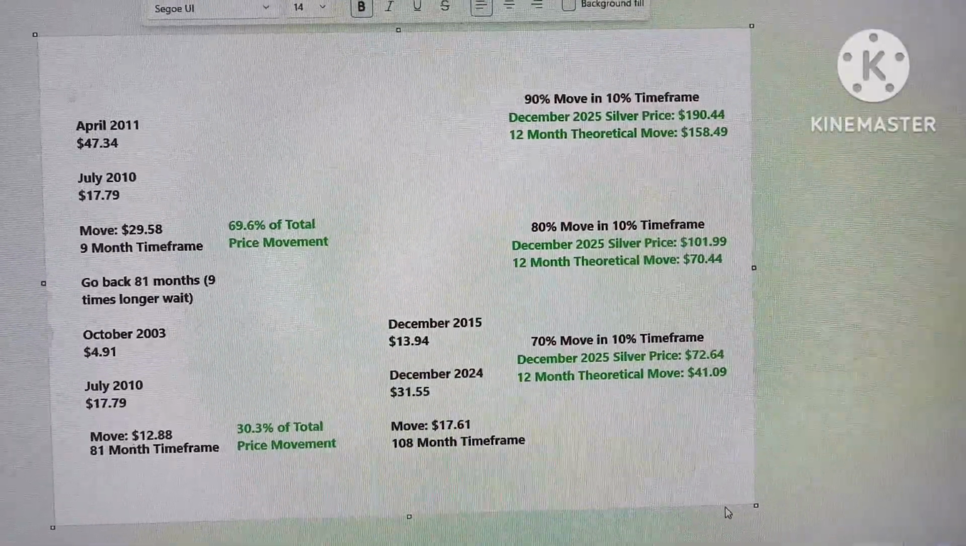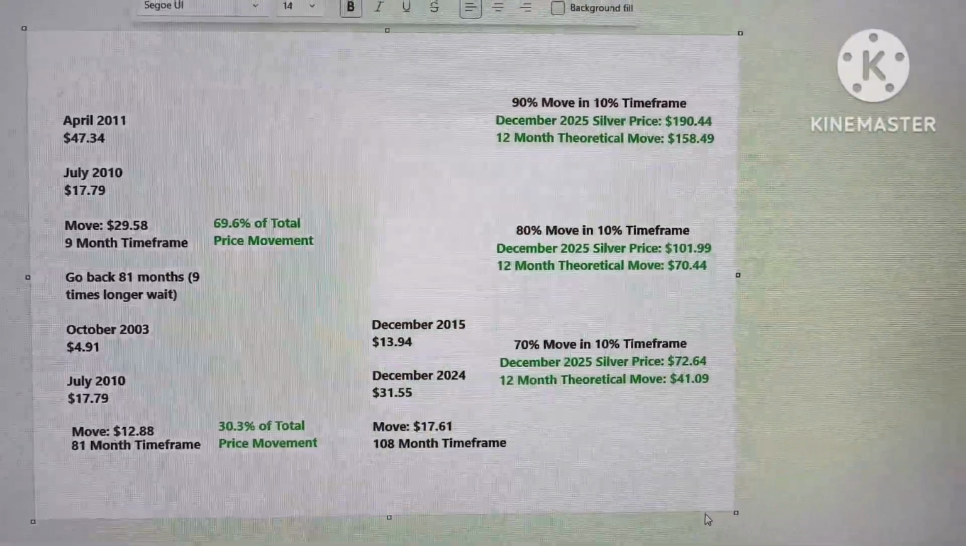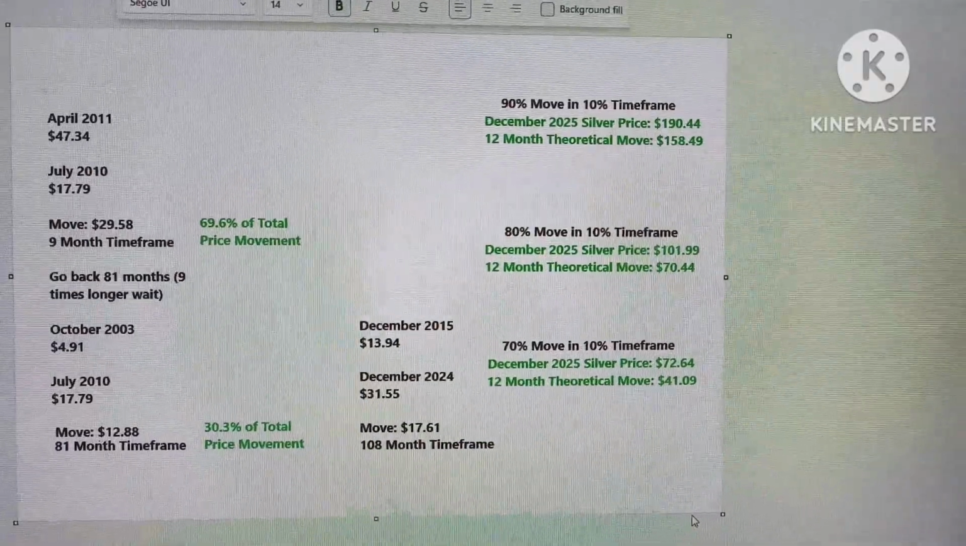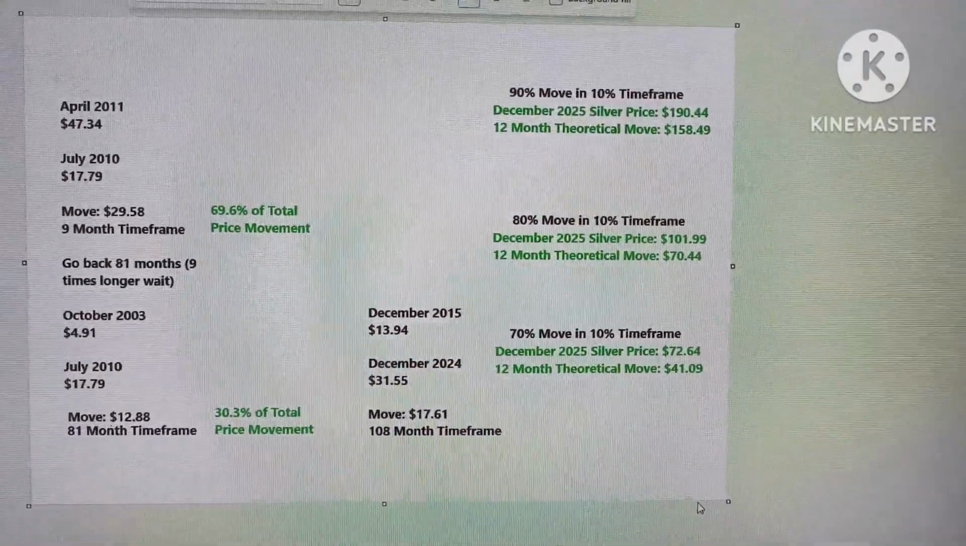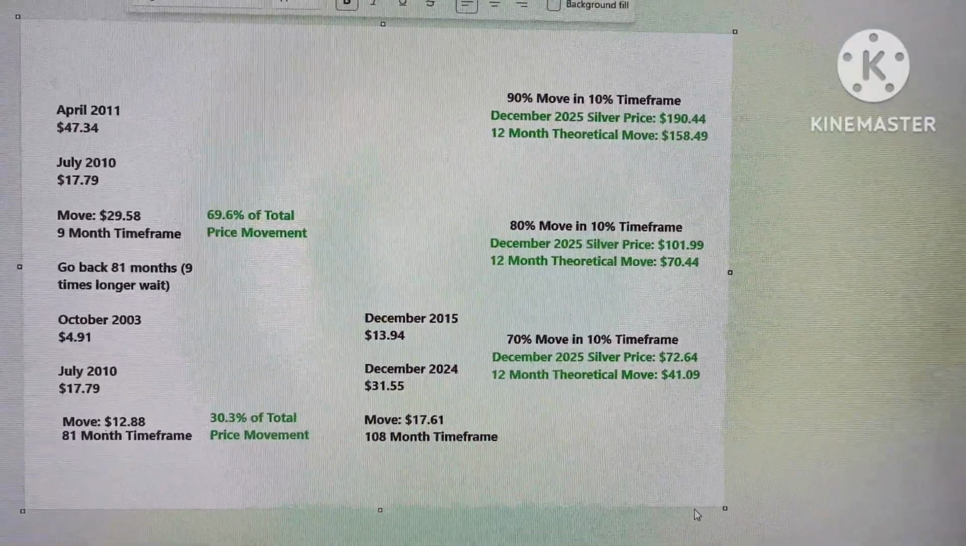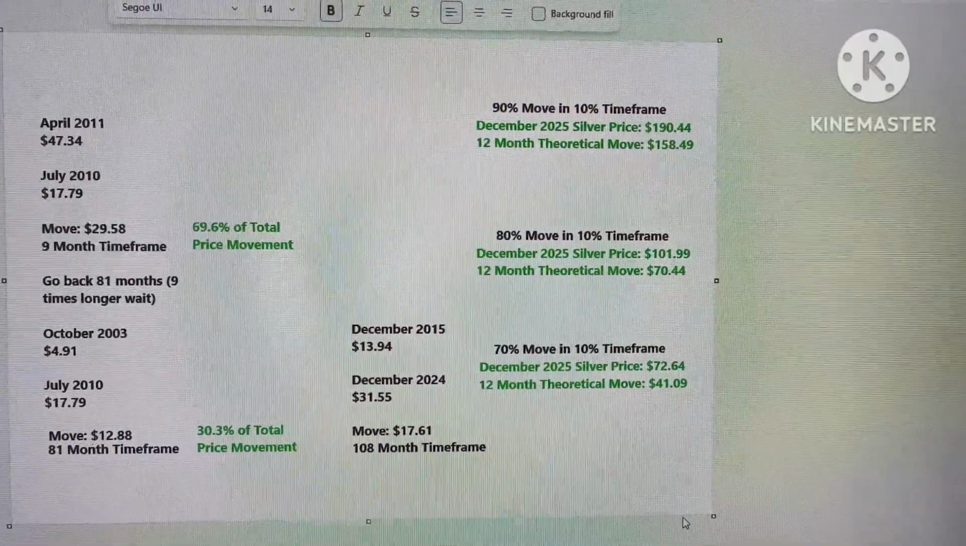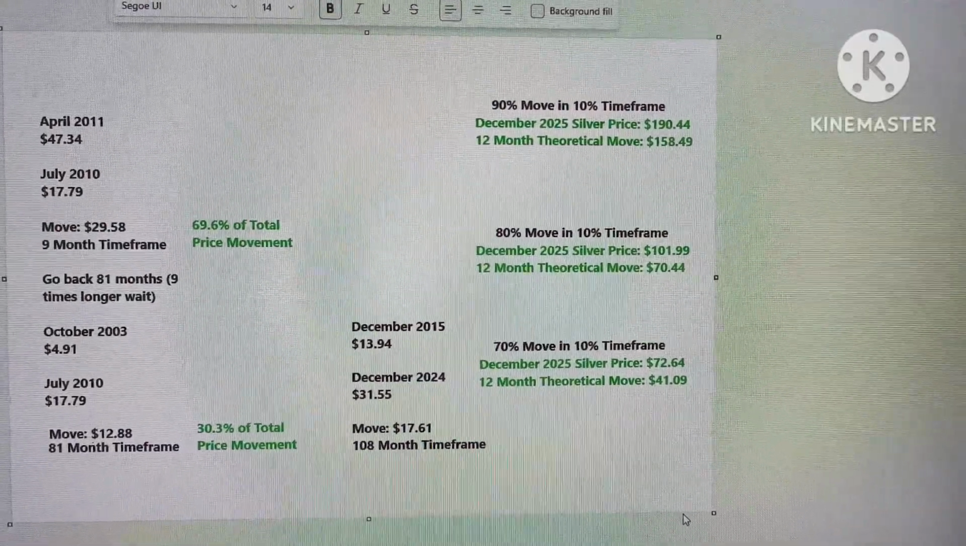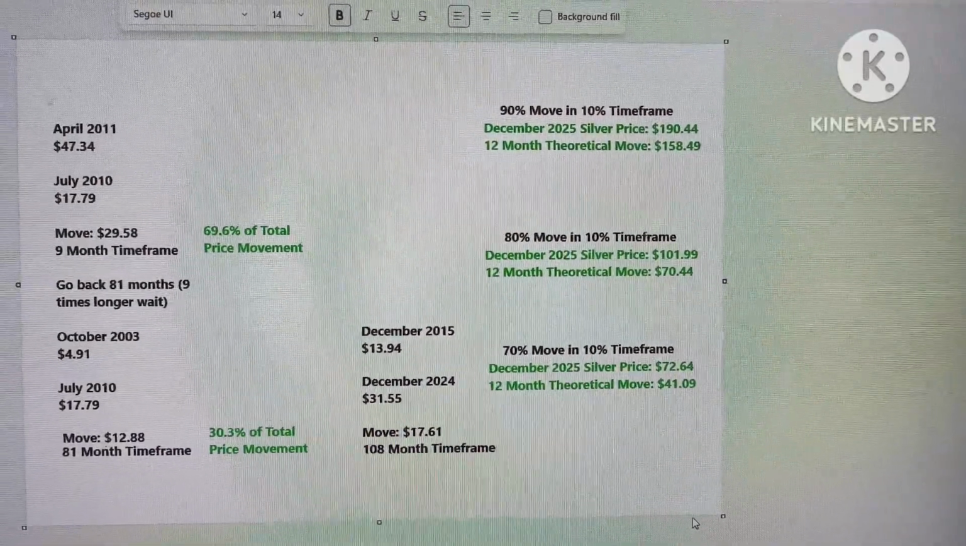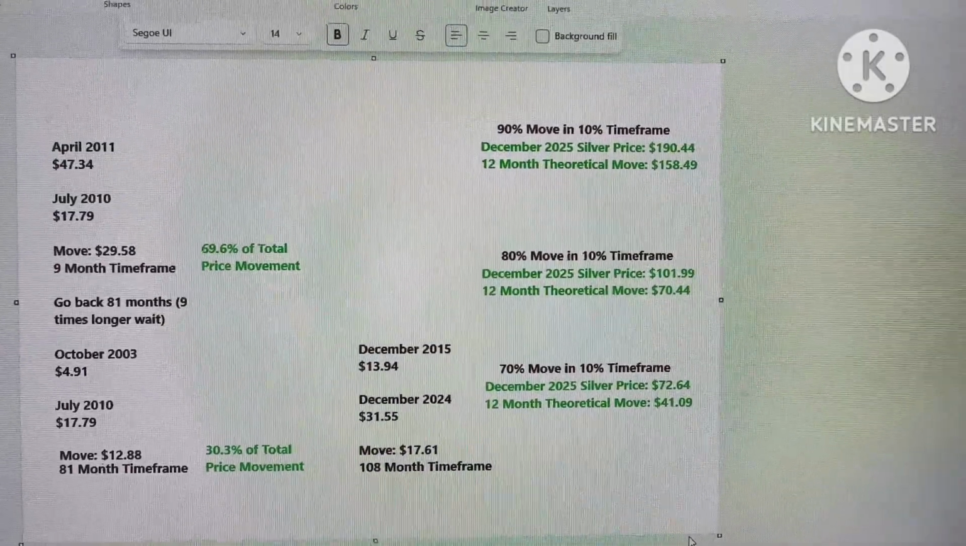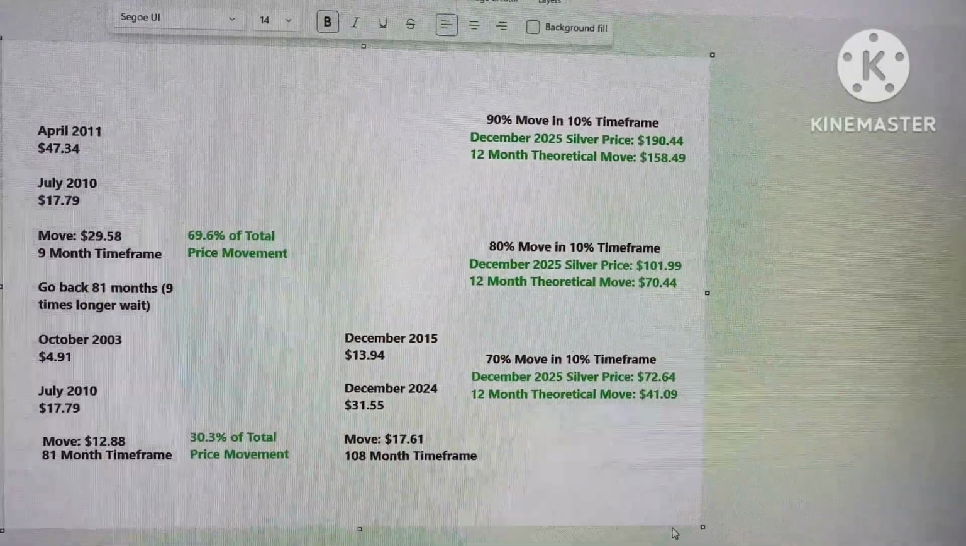Okay, so I ran the numbers, and I went back and did the previous silver run from the price lows in the 2003 period, late 2003, and the run up to the 2011 spike high up to 47.